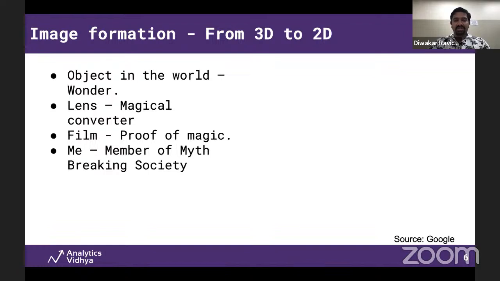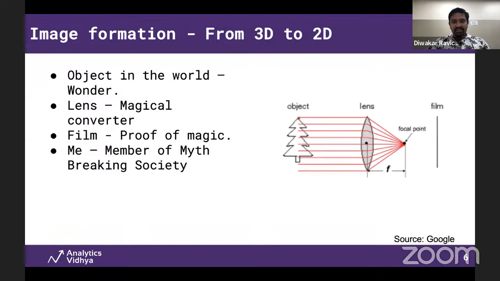Me, I'm sort of a myth breaker. I don't believe in magic. I just believe in logic. So given the chance, we just want to look at an object that's placed in the 3D world, that passes through a lens and has a specific focal point, and then gets captured on a film.